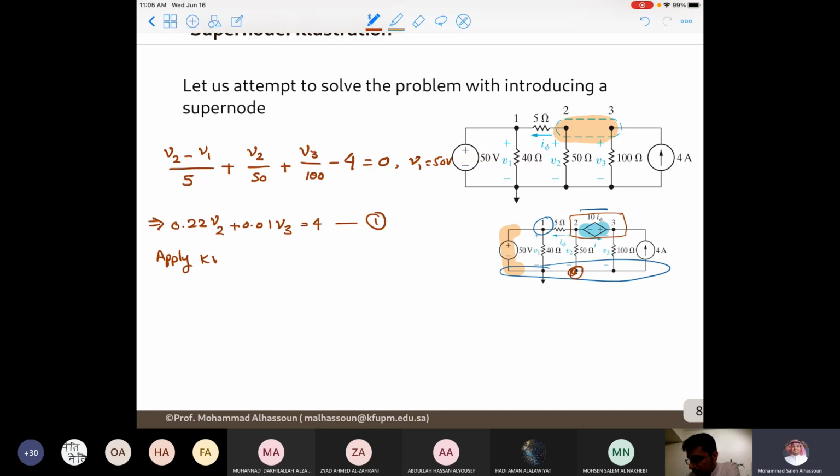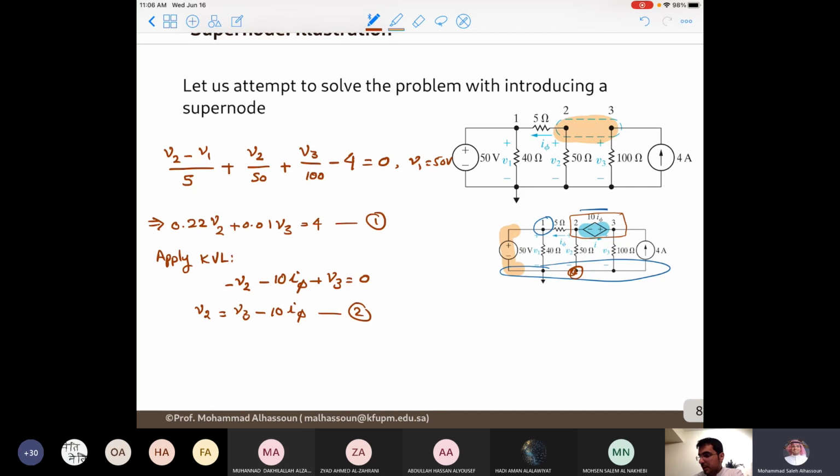Apply KVL, I will get minus V2 minus 10 I phi plus V3 equals 0, or V2 equals V3 minus 10 I phi. So this is the second equation. So I have two equations, three unknowns. The I phi is due to the fact that we have a dependent source. If we have an independent source, we will not have I phi.